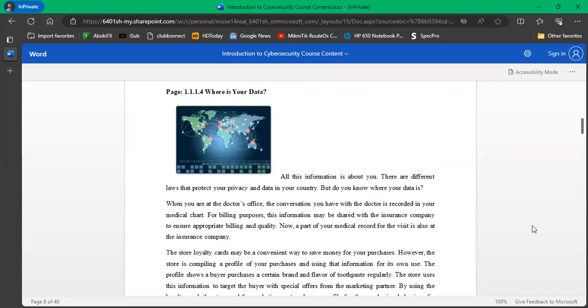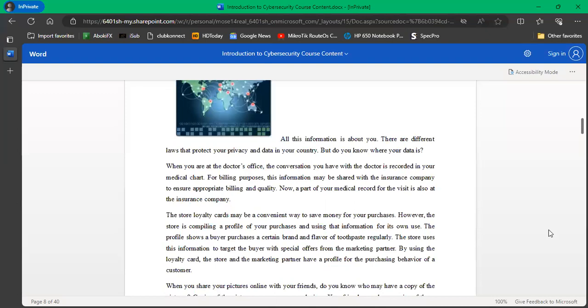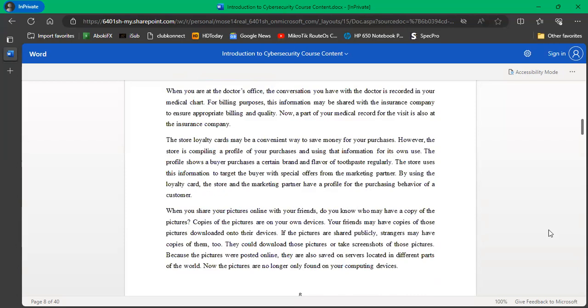When you are at the doctor's office, the conversation you have with the doctor is recorded in your medical chart for billing purposes. This information may be shared with the insurance company to ensure appropriate billing and quality. Now, part of your medical record for the visit is also at the insurance company.